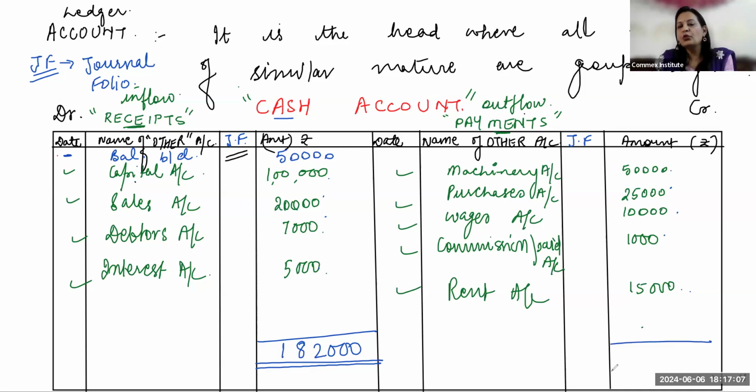So I have to put the same total on this side also. Just leave one line over here. On this side also I'll have to put 1,82,000, but that is not true, because the total of this side is not 1,82,000. What's the total of this side? Let's see, 50,000, 60,000, then 1,10,000. It comes to 1,01,000.